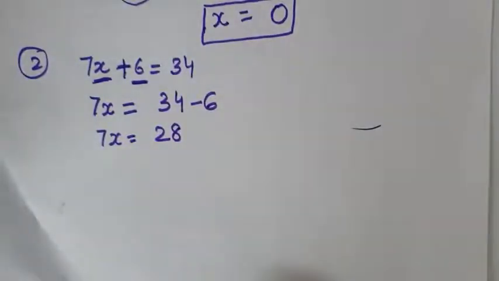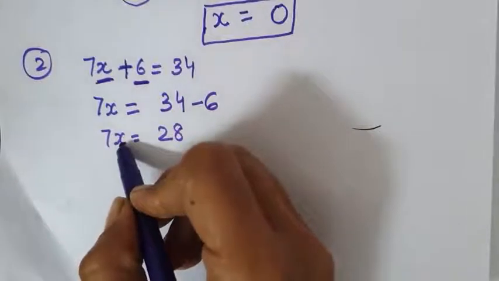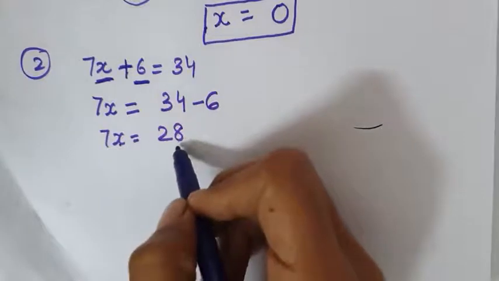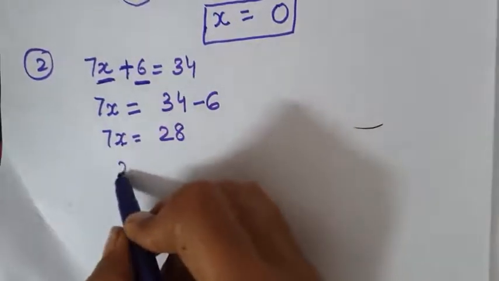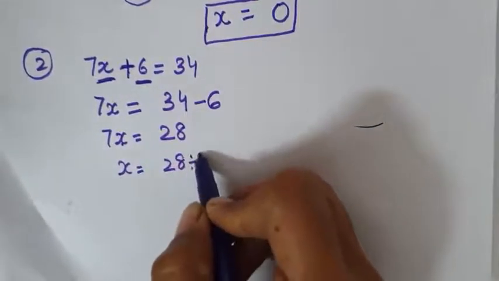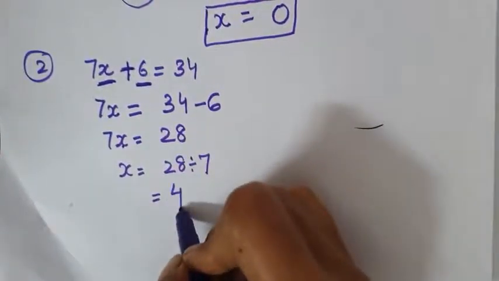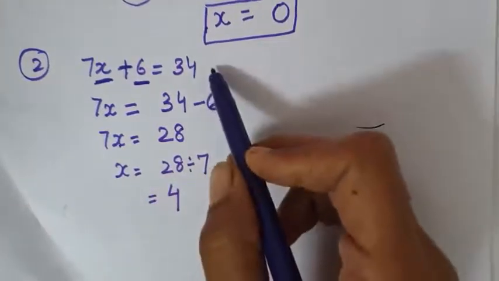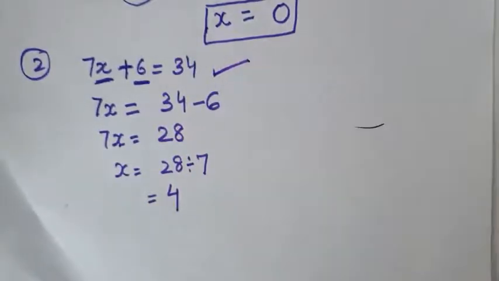28. So now children, 7 and x, they are getting multiplied. So on shifting 7, it will get divided. So what we get? 28 divided by 7. That is 4. So x is equal to 4 is the solution or the root of this given equation.